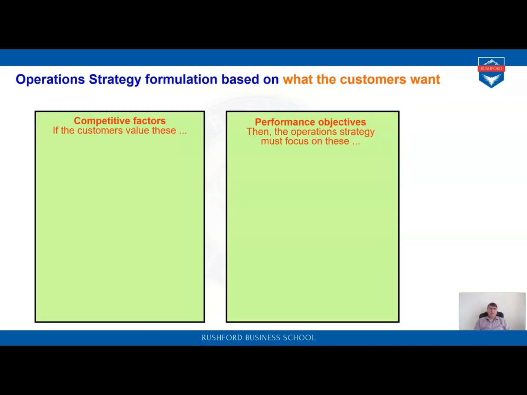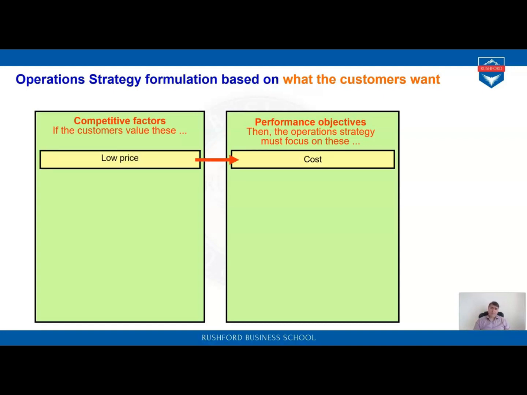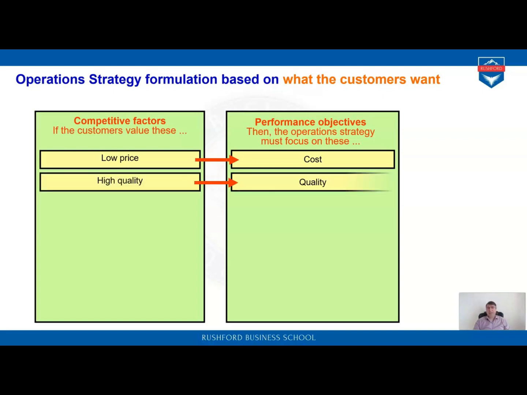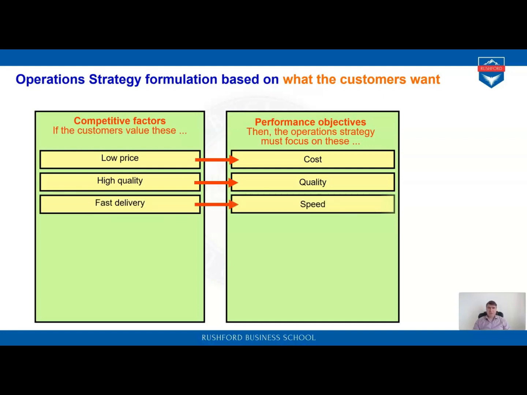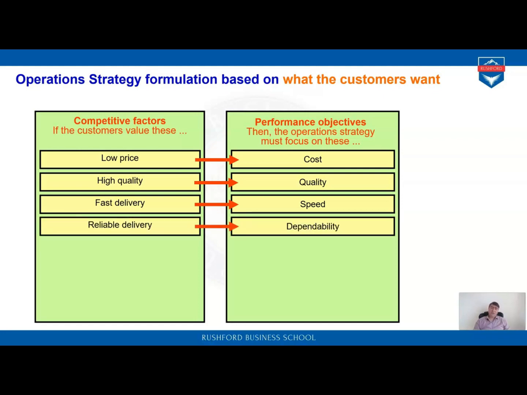Operation strategy is also formulated on what the customer wants. Look at the competitive factors, what the customer values, or what the performance objective is. If the customer values low price, then operation strategy must focus on costs. You need to have low cost. If the customer values high quality, you need to focus on improving quality. For fast delivery, you need to focus on speed in your operation strategy. For reliable delivery, you need to focus on dependability and on-time delivery.